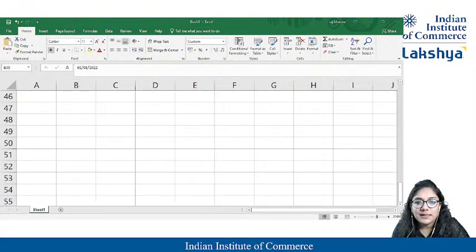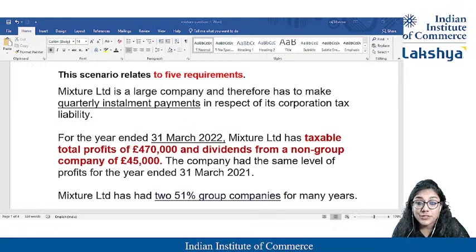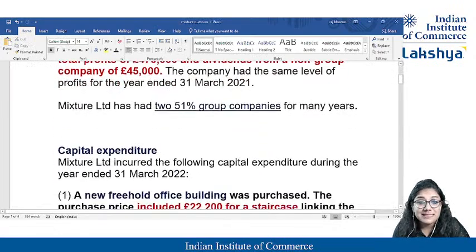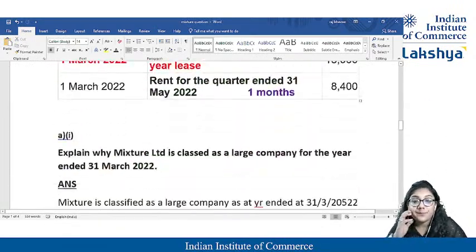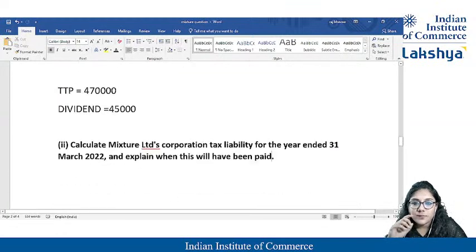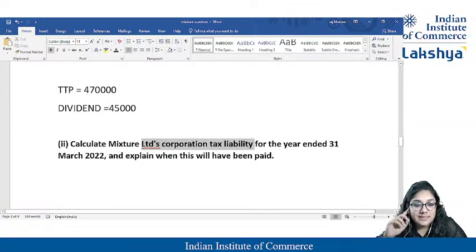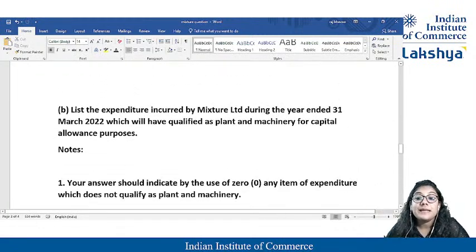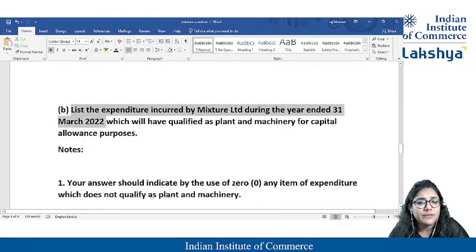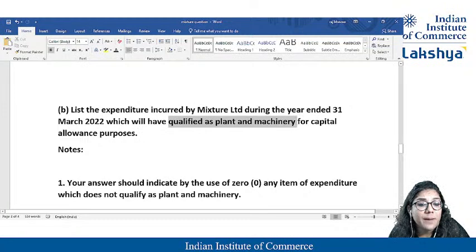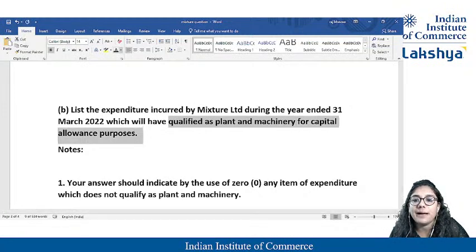Now let us read the second question that they have asked us. This was the first question, which is done. What is the liability? When we need to pay? Even that we understood. Now: list the expenditure incurred by the company during the year ended 31st March, which will qualify as plant and machinery. This is the question.